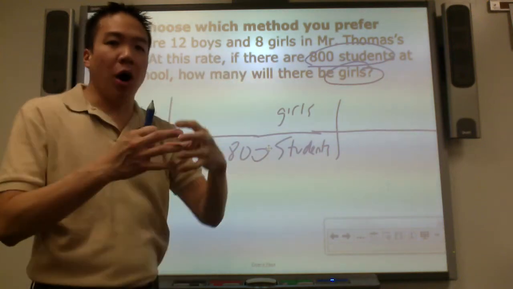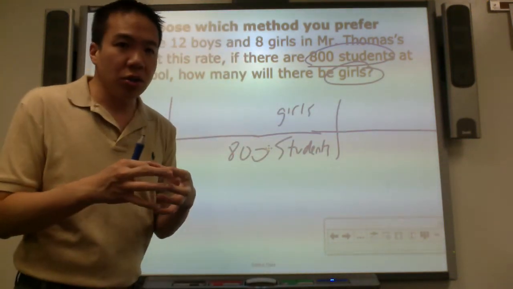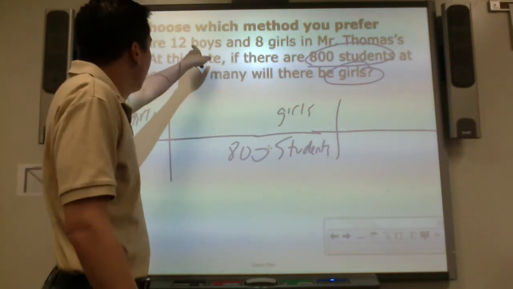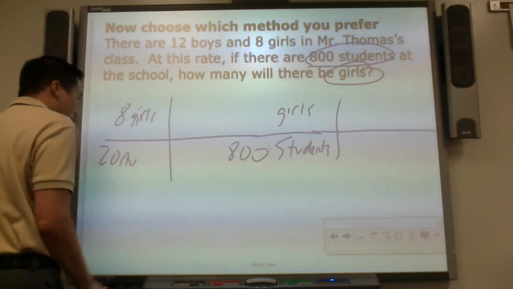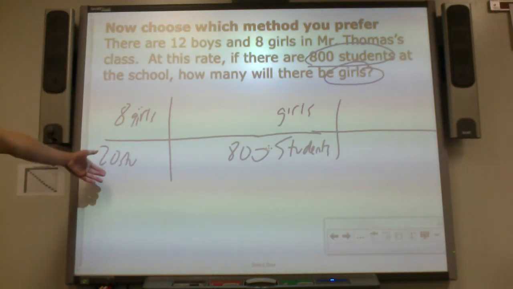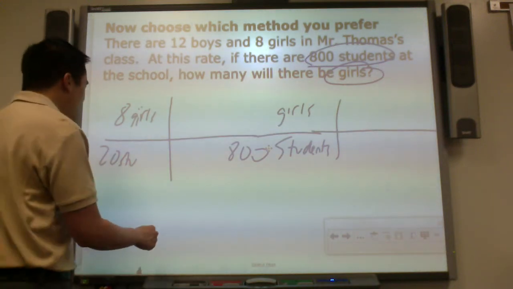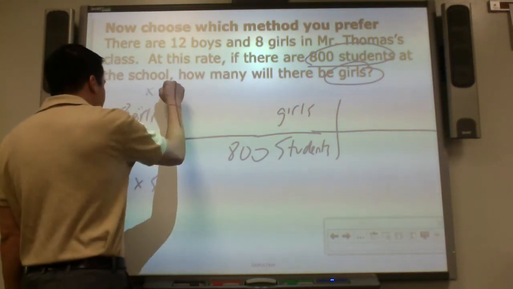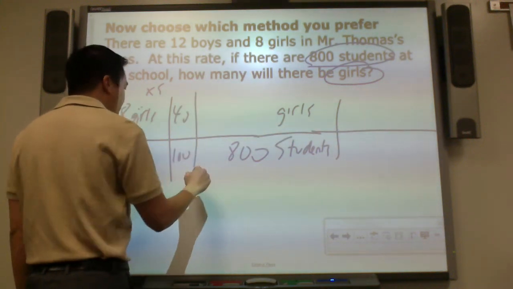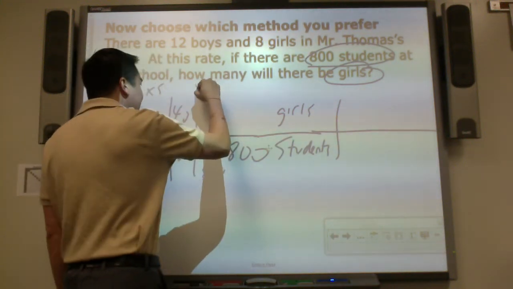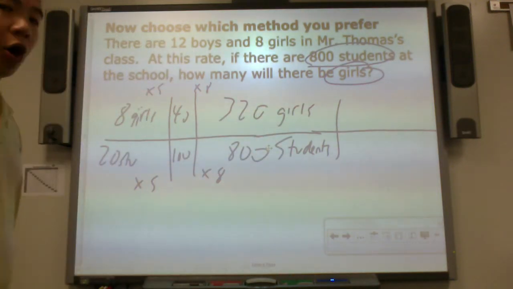So we're doing part to whole. So there are 8 girls to how many students? 12 plus 8 are 20 students. Now, so there's 8 girls out of 20 students. Can I build it up to 800 students? I can do a slow build up by 5, and I get 100 students and 40 girls. Then I do another build up by 8, and I get 320 girls out of 800 students.